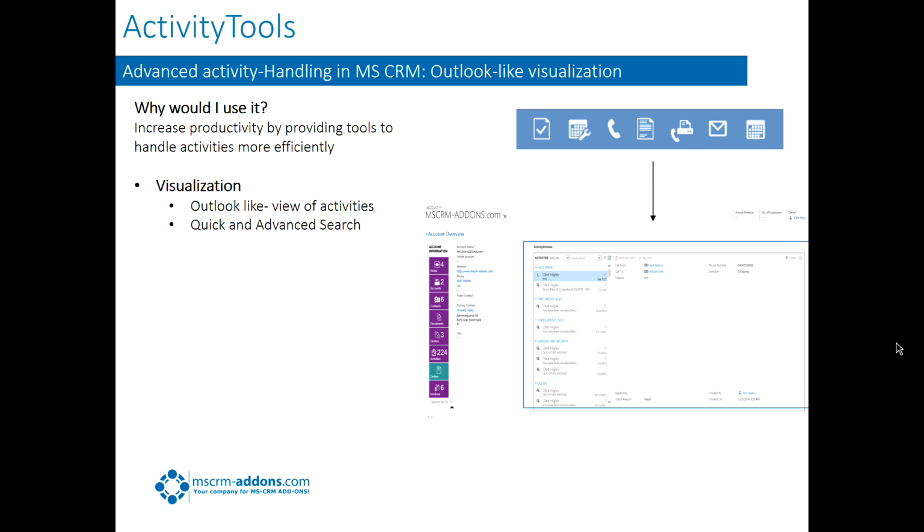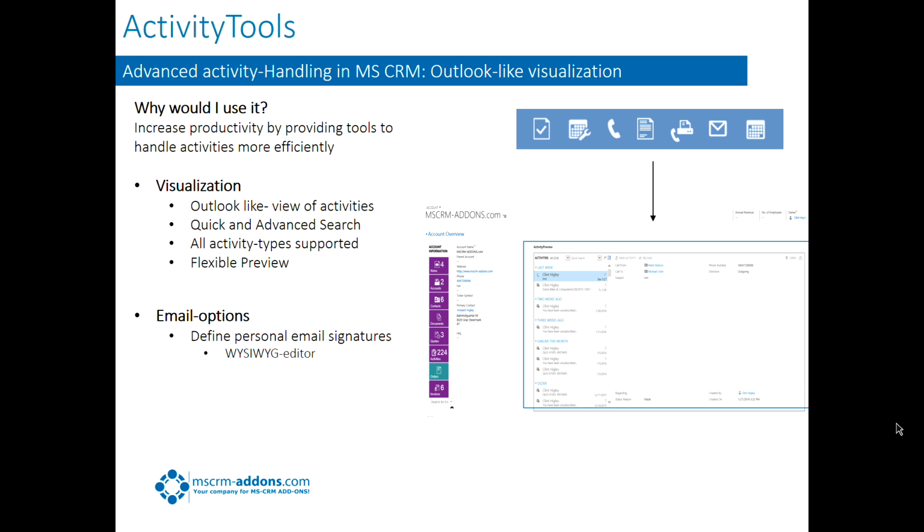It provides you with a quick and advanced search right there in the task pane. It supports all activity types. It gives you a flexible preview. And then it also gives you the ability to email back and forth. We do have a couple of different email options in there. You can define personal email signatures for individual users. Or you can define the signatures for, say, a support team. If someone belongs to a support team, you can define what their signature is when they answer inside of CRM. That's basically what we do when you write into support. Anybody who's part of the support team, when they answer you back, it puts that signature in there for that support team.